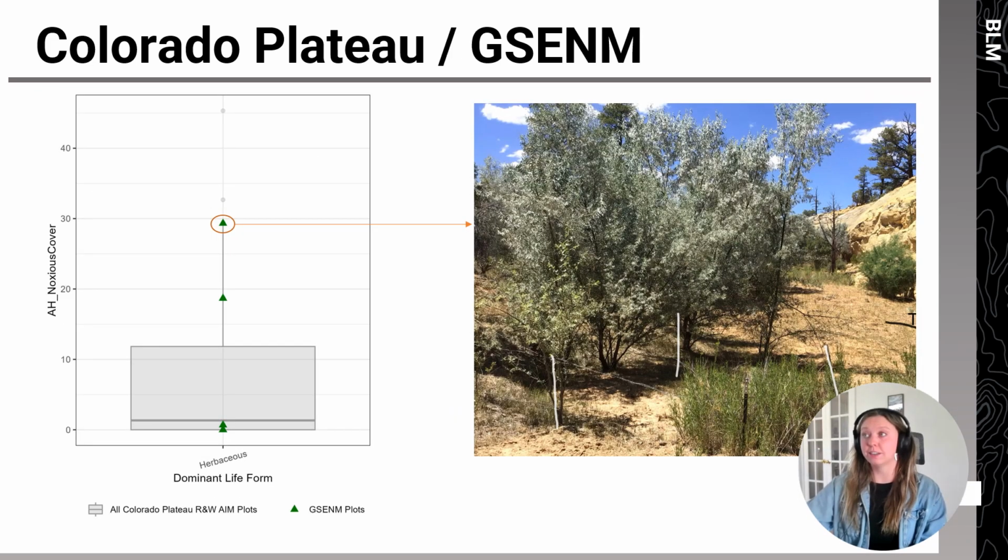And conversely, when looking at noxious species cover across the Colorado Plateau, one of the sampled Grand Staircase plots on the right had some of the highest noxious species cover, largely from Russian olive. By continuing to explore the data in this way, we can start to better understand conditions and prioritize areas in need of protection or restoration.